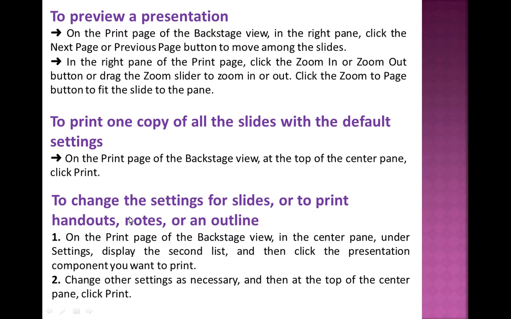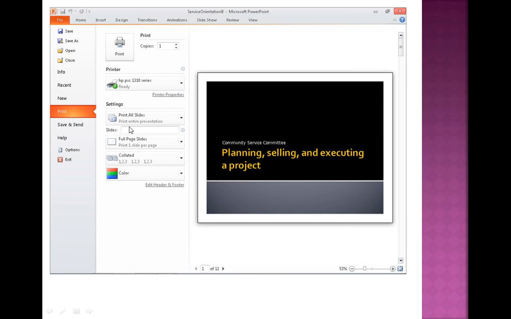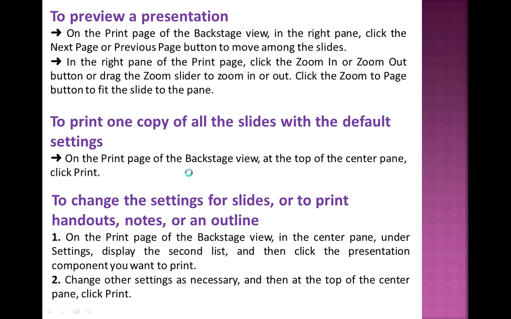How to change the setting? Simply go to the print area. You can change the setting by clicking on these options. These are the multiple options. This is the setting option. There are multiple drop down menus available.